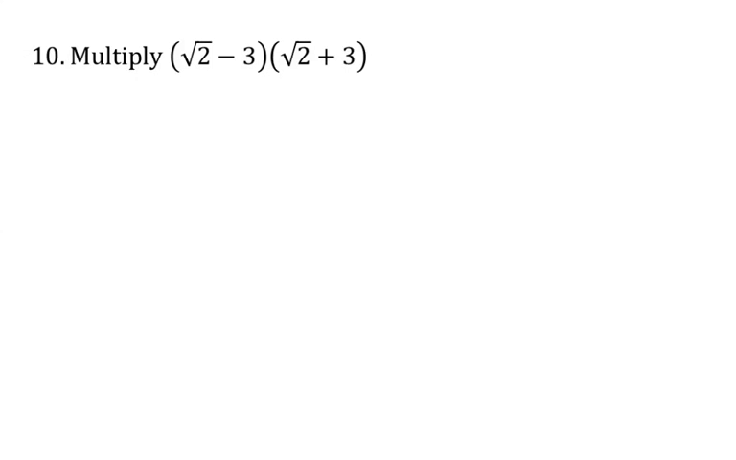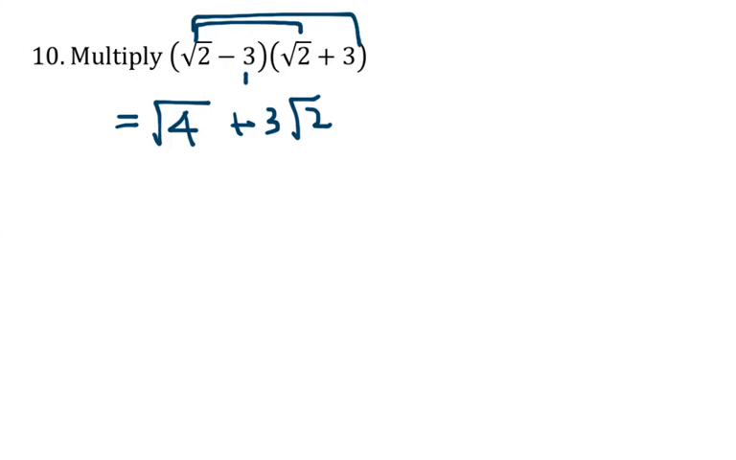Let's try to multiply them. What are we going to get? First one times first one, we end up getting square root of 4, which we know to be equal to 2 anyway. And then the first one and the last one, we get plus 3 square root of 2. And then of the next set we get minus 3 square root of 2. And then the last portion we get negative 9.